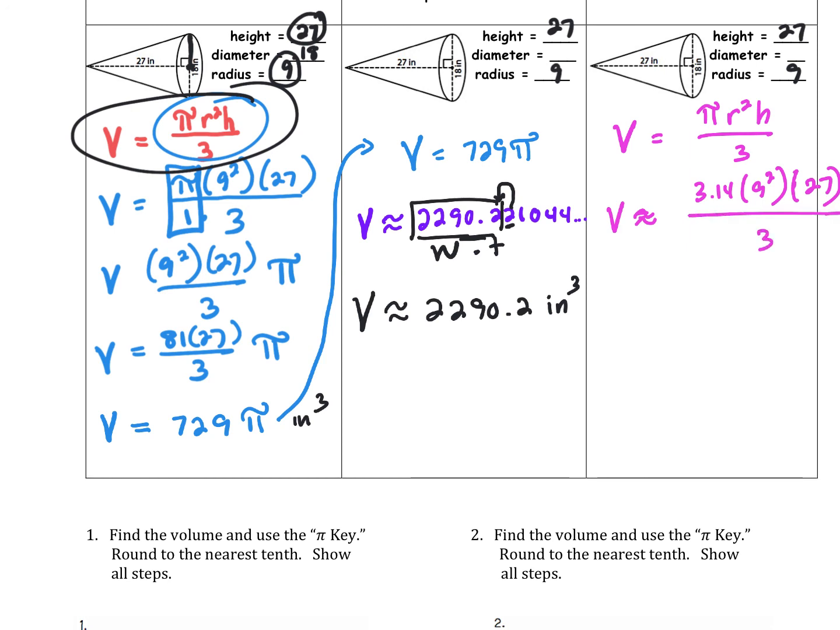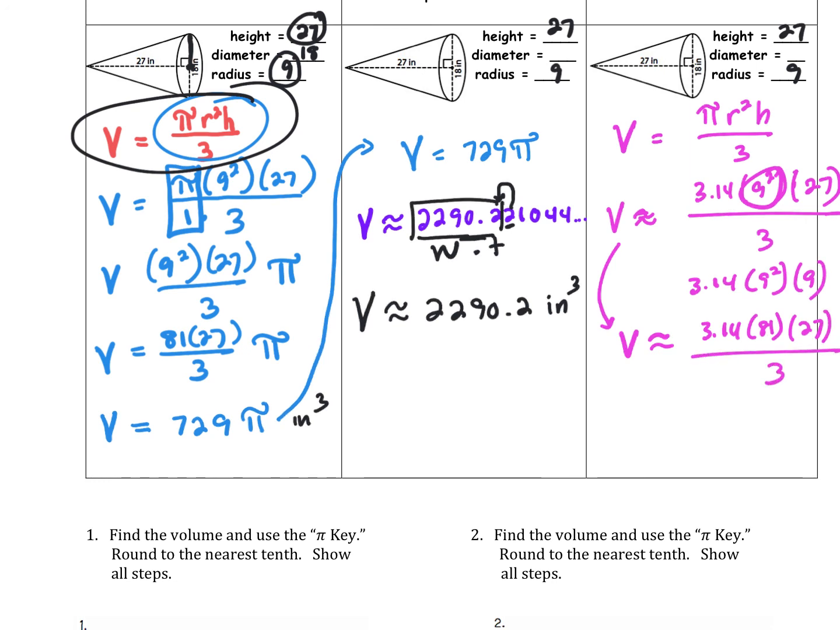Now at this point, we could take one of the numbers that's divisible, we could take the 27, which is divisible by 3, and then we could also work with this like this. If we divided 27 divided by 3, it would be 9. So we could write that. But so that I don't confuse you, in case that's confusing, I'm just going to go back over here. So this would be 3.14. We're going to square this first. Get 81 times 27 divided by 3.